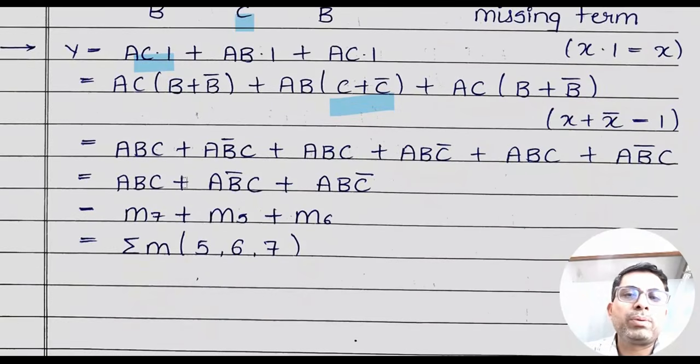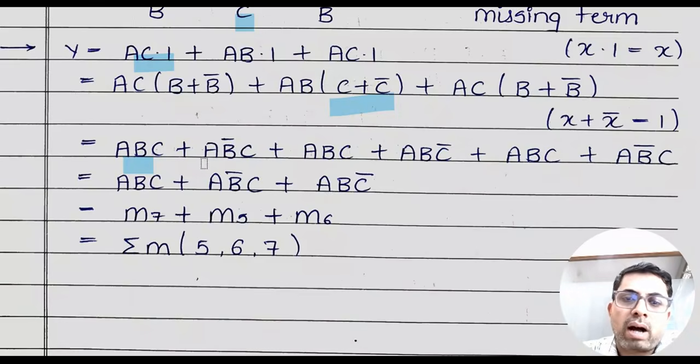Now what is the next step? You need to do only the simple multiplication, that is ACB. Instead of writing ACB, I have written ABC, one and the same thing. So ABC plus ABC bar plus ABC plus AB bar C. That means you need to do only the multiplication.